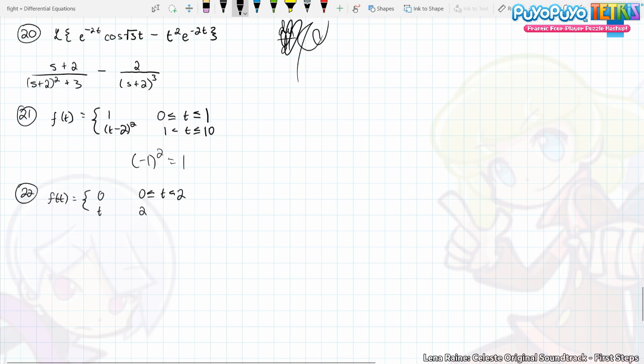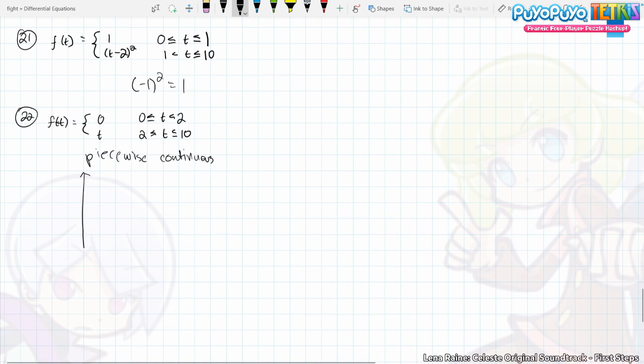I think playing Celeste music to math is very fitting. Overcoming your inner demons, aka math. Well, I think this is piecewise continuous, right? Because at t equals 2, it just jumps up to 2 from 0. Right? Because, like, here's my crappy graph.